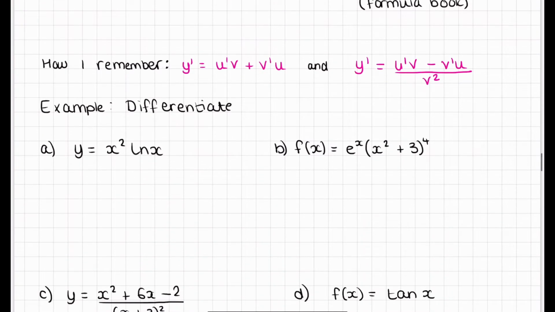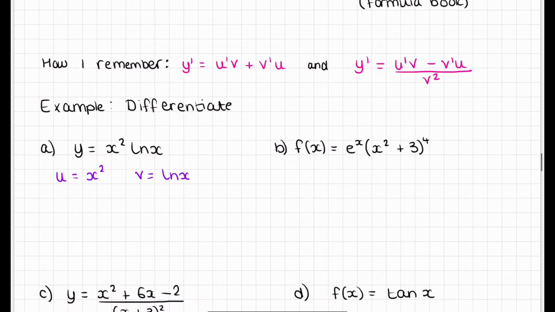First one, differentiate y equals x squared ln x. Now with these, for myself, I find the easiest way is to break it up into my u and v. So in this example, u would equal x squared, the first function, v would equal ln x, the second function, and then we do the derivatives of each. U dash would be 2x, v dash would be 1 on x, and then we just apply the rule.